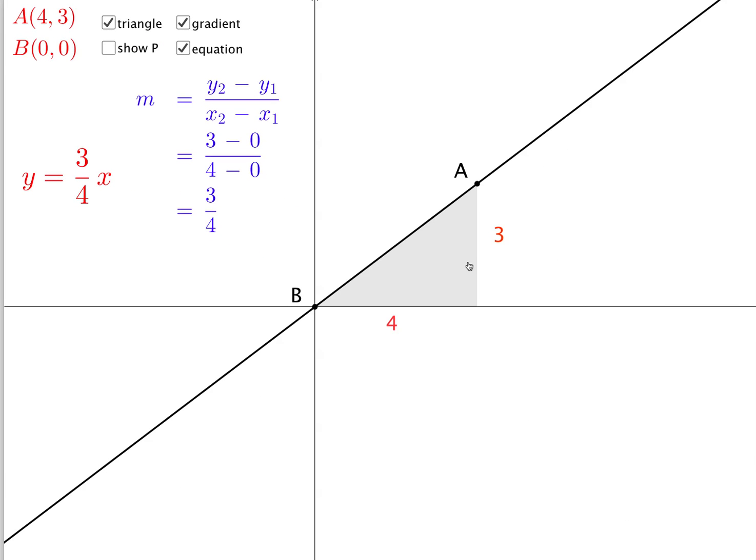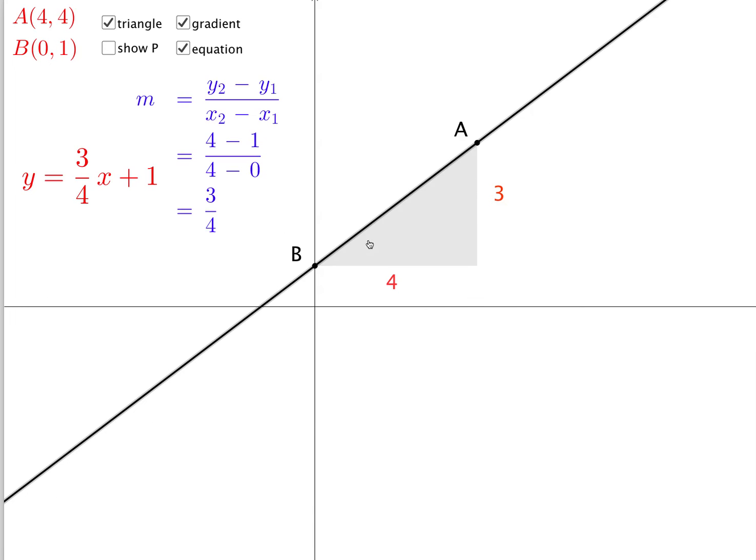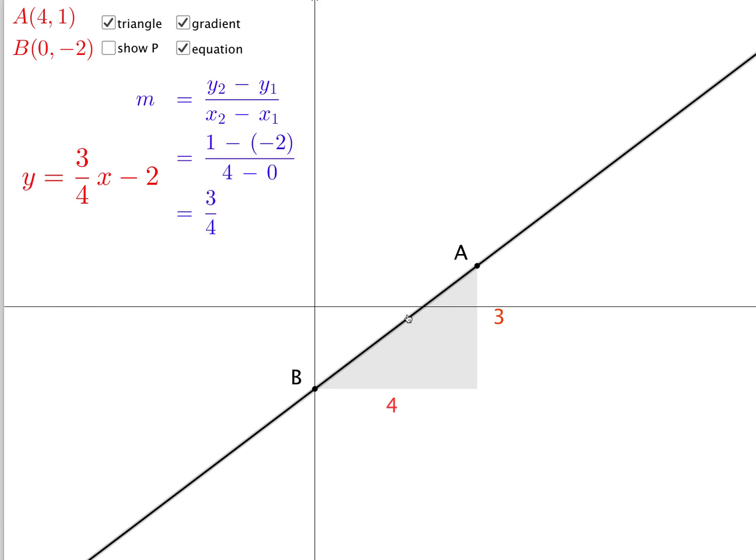Look at this line here, y equals 3/4 x. If I shift that line 1 unit up, so it now goes through 0, 1, it's just resulted in this plus 1 on the end, but the gradient hasn't changed from being 3/4. Y difference 4 minus 1, x difference 4 minus 0. So there's a parallel line, same gradient, 3/4.